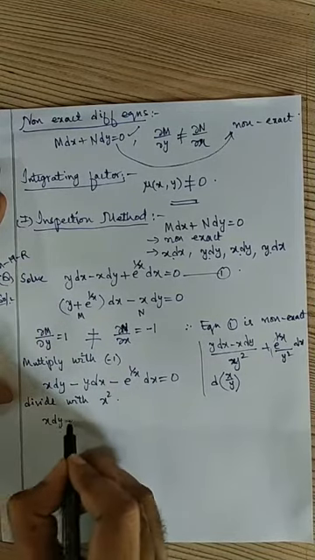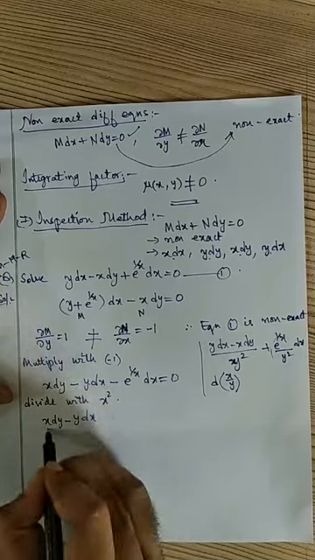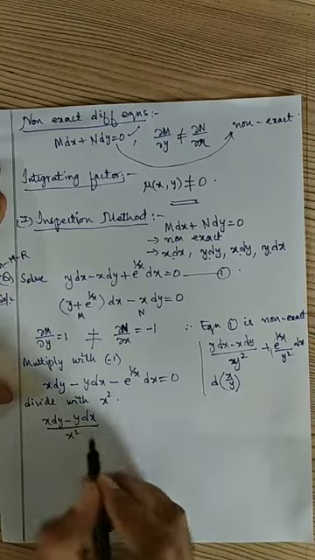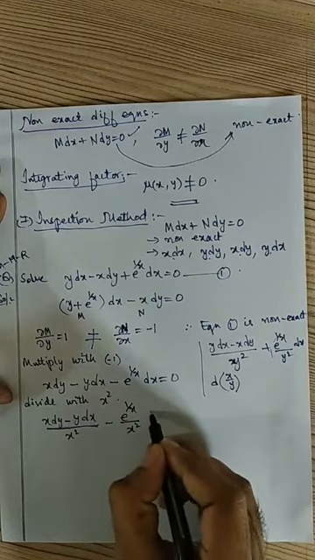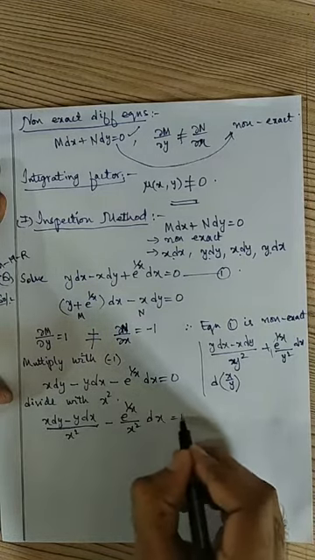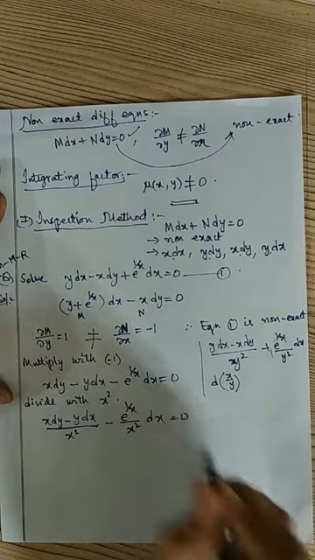Then what will happen? x dy minus y dx by x square, and here minus e power 1 by x by x square into dx equal to 0. Right? Now I can use the formula. Instead of d of x by y, if I consider d of y by x, then I'll get d of y by x is nothing but this term. So this is d of y by x minus, now in this term I'll take a substitution.